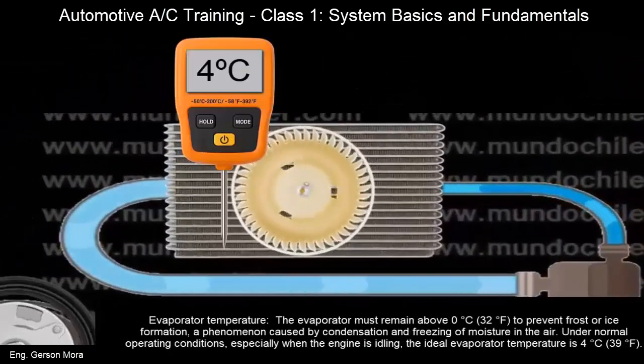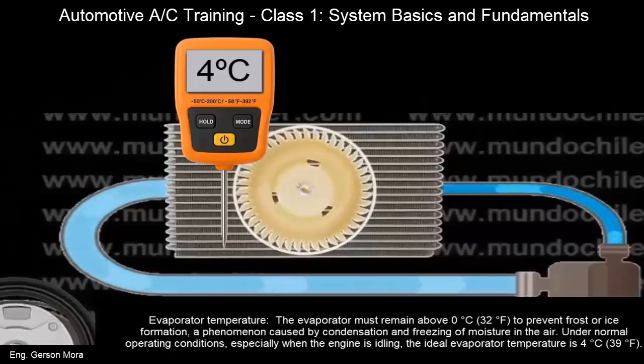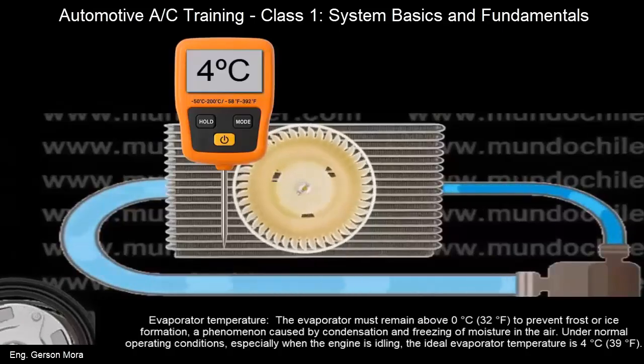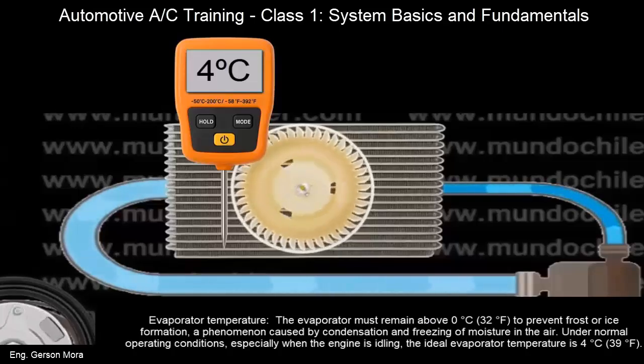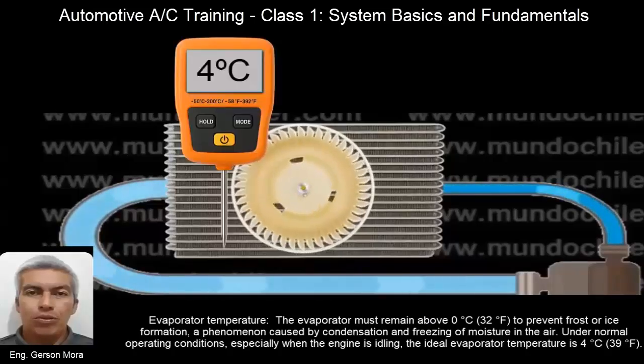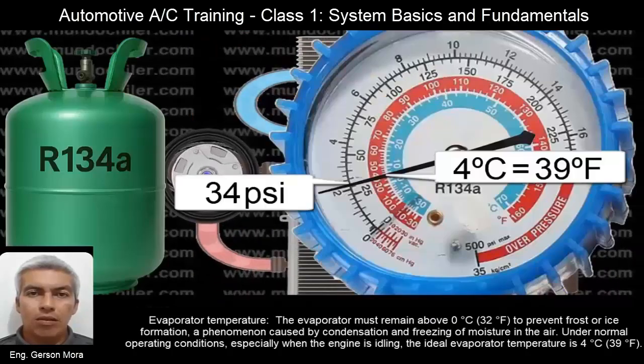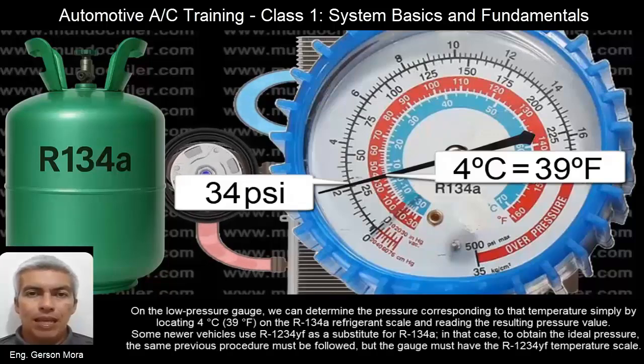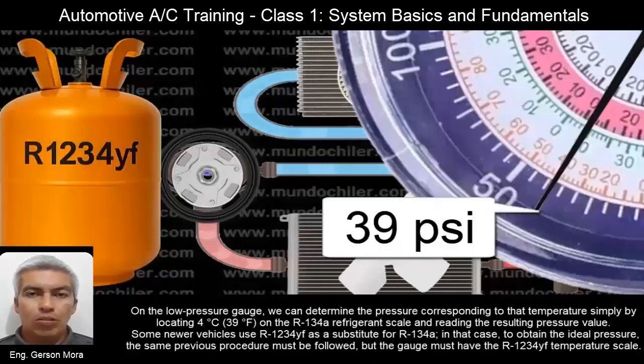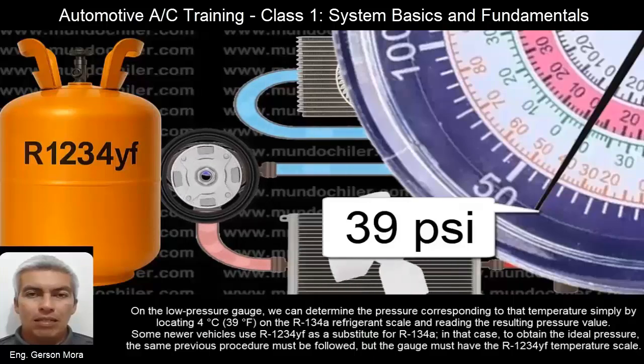Evaporator temperature. The evaporator must remain above 0 degrees Celsius or 32 degrees Fahrenheit to prevent frost or ice formation, a phenomenon caused by condensation and freezing of moisture in the air. Under normal operating conditions, especially when the engine is idling, the ideal evaporator temperature is 4 degrees Celsius or 39 degrees Fahrenheit. On the low-pressure gauge, we can determine the pressure corresponding to that temperature simply by locating 4 degrees Celsius or 39 degrees Fahrenheit on the R134a refrigerant scale and reading the resulting pressure value.